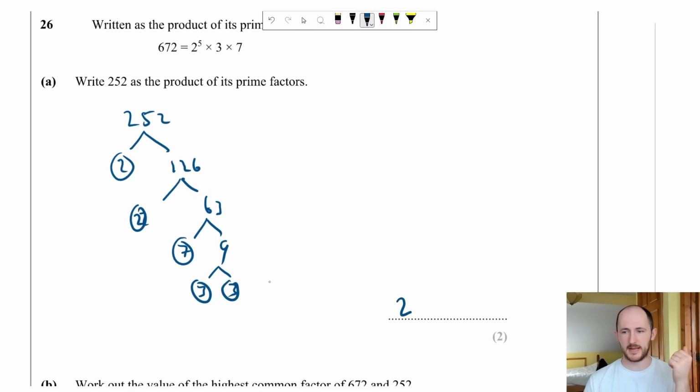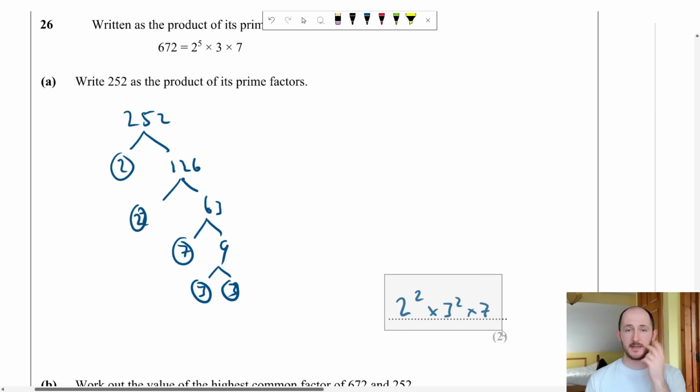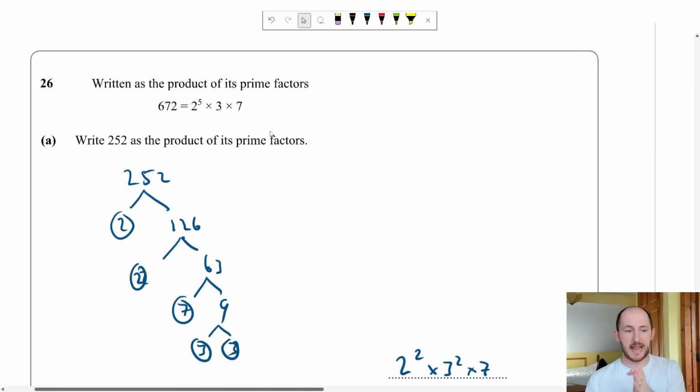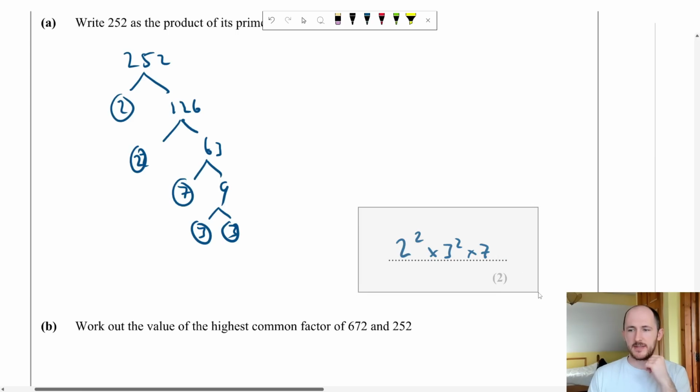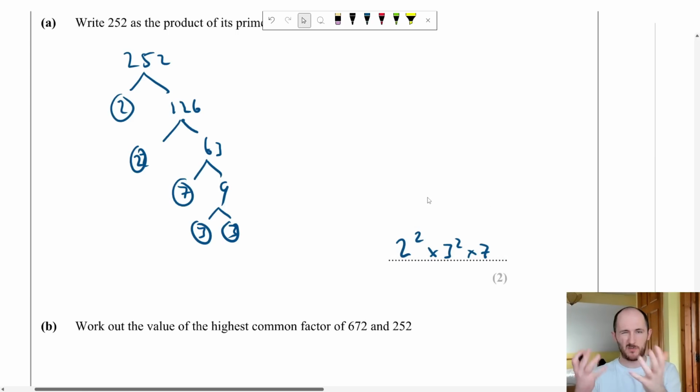Or if you want, you can put it in index notation, which is what I'm going to do. Now, some students have asked me, do you have to give it in terms of indices? The answer is no. You only have to if they say leave written in index notation, or they'll tell you to. The reason why I like to do this is because you never lose marks for this. So it's just easy to kind of work it out.